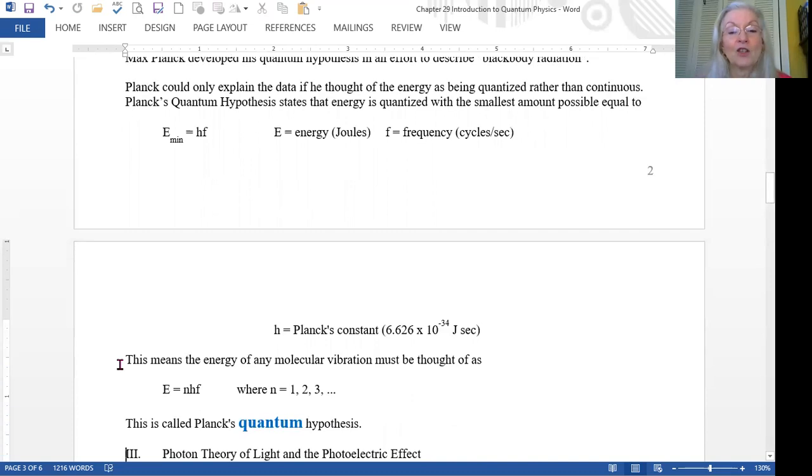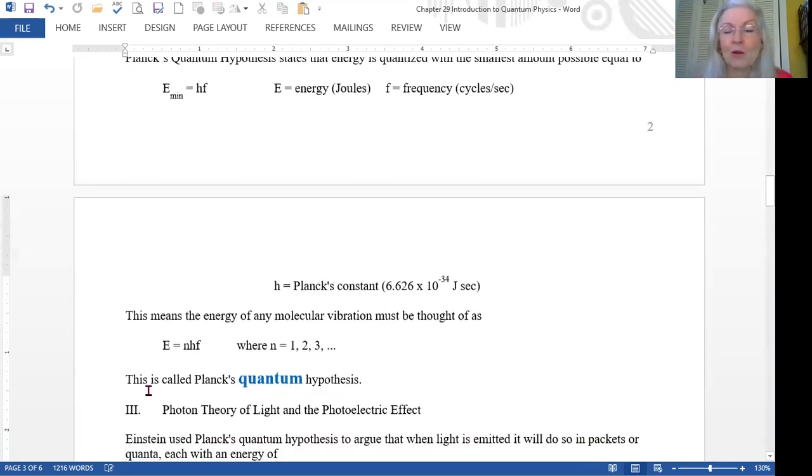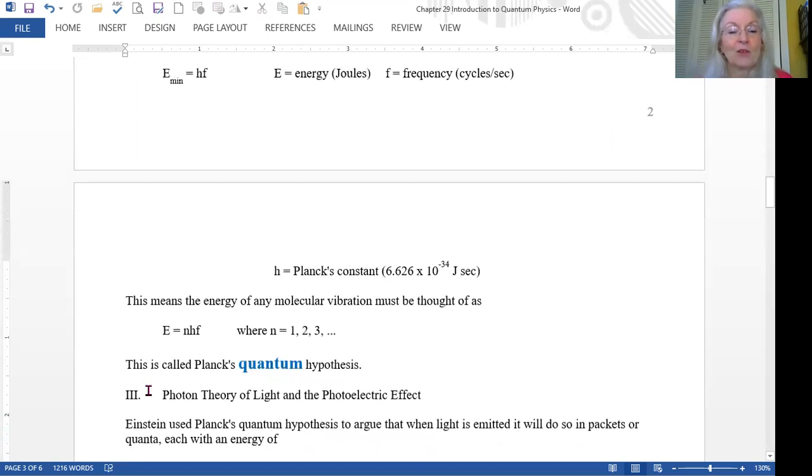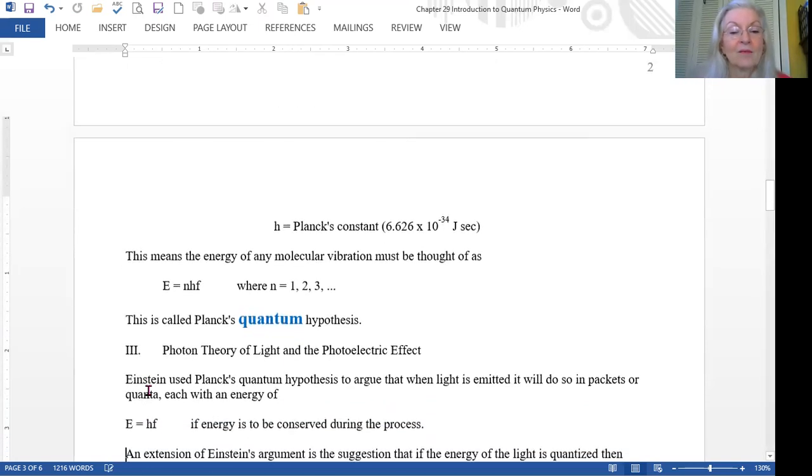So this means that the energy of any molecular vibration can be thought of as some multiple of that minimum energy. And so this is what's referred to as Planck's quantum hypothesis, that energy is not continuous, but it's broken down into little packets. You may remember that charge is broken into those little packets that we refer to as 1.6 times 10 to the minus 19 coulombs. So let's look at some theories and see how they support this quantum hypothesis.